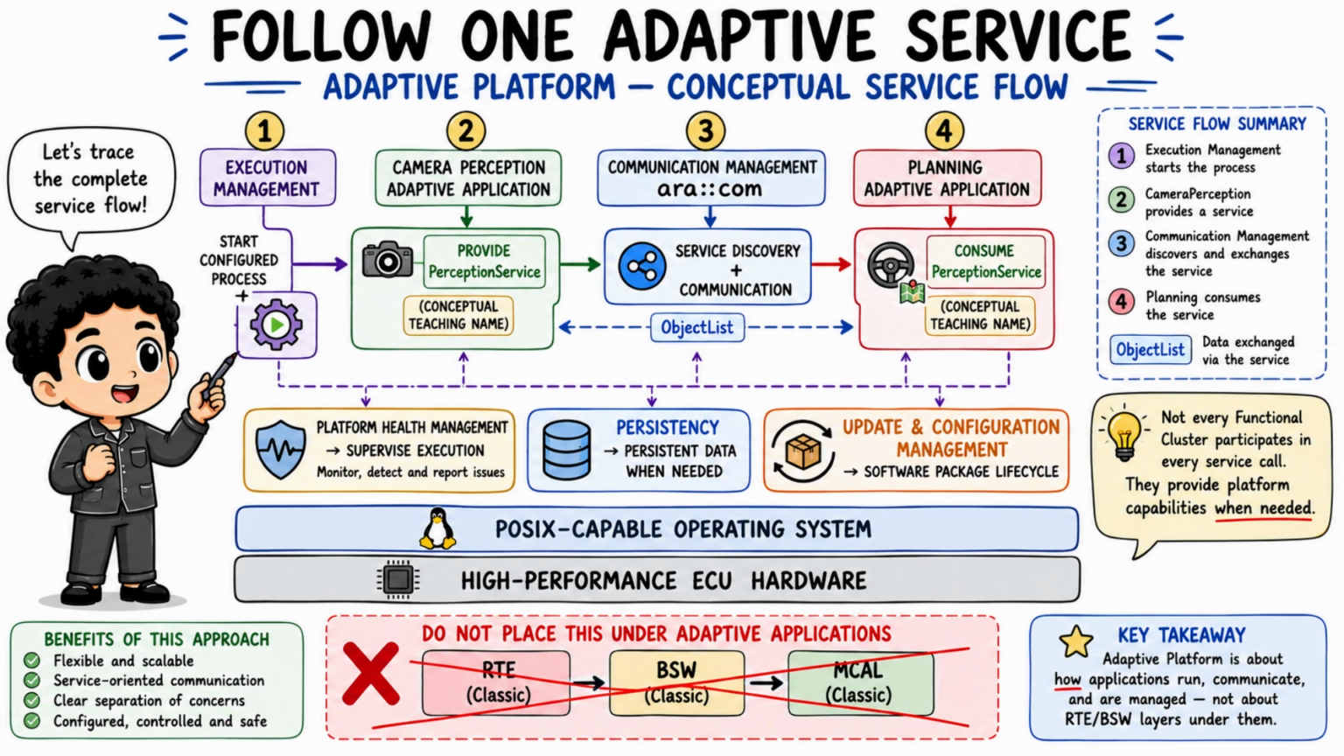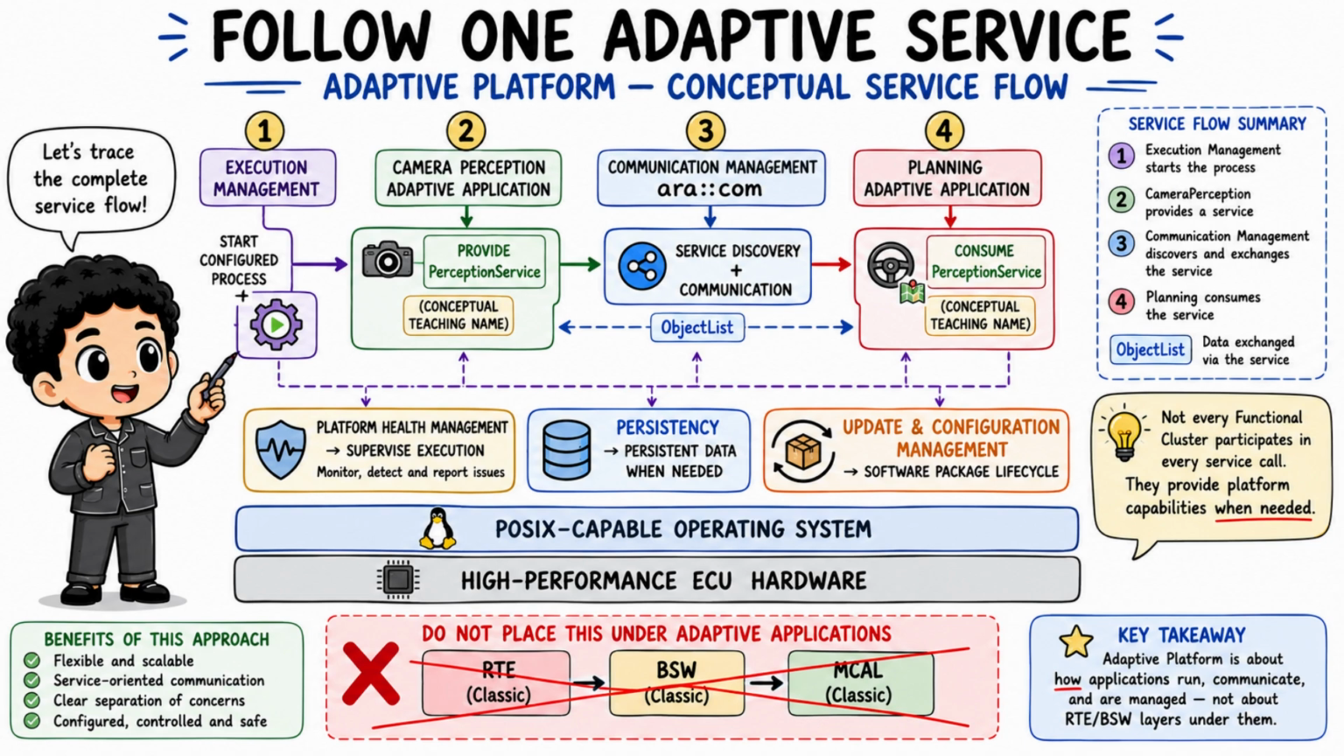Now follow a conceptual adaptive interaction. Execution management starts the camera perception process according to the configured deployment information. Camera perception provides a perception service. Its object list information becomes available to interested consumers. The planning application looks for the required service and communicates through the adaptive communication mechanisms. Communication management handles the service-oriented communication path.